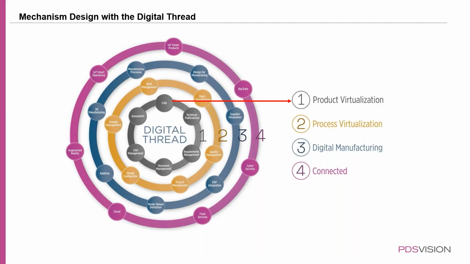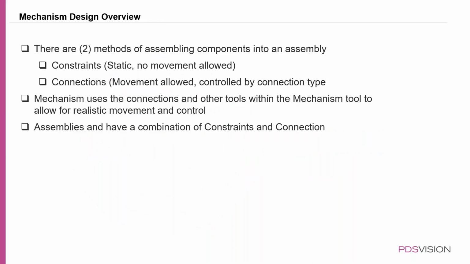And as I said, what we're dealing with for this one is directly in the product virtualization with the CAD functionality itself. All right, so real quickly, like I said, a very, very brief overview of dealing with mechanism design. There are two methods of assembling components into an assembly. You have constraints, which is just two surfaces meeting up with each other. You have the coincidence of axes, so that nothing actually moves. Everything that you're going to assemble is static, has no movement whatsoever.